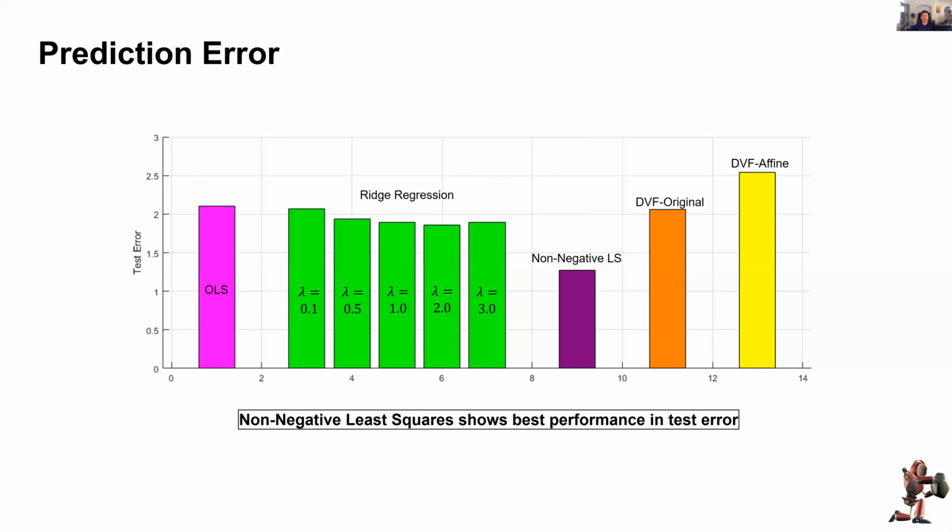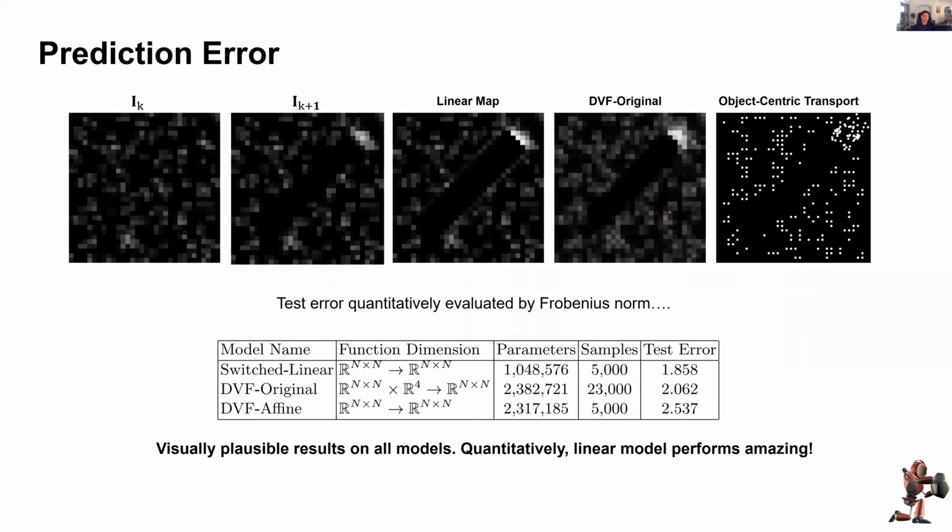So surprisingly, non-negative least squares is showing the best performance on test data. And if we actually visualize the predictions, they're all visually plausible. Very nice. But still, quantitatively, the switched linear model is able to achieve the least amount of test error with fewer parameters.